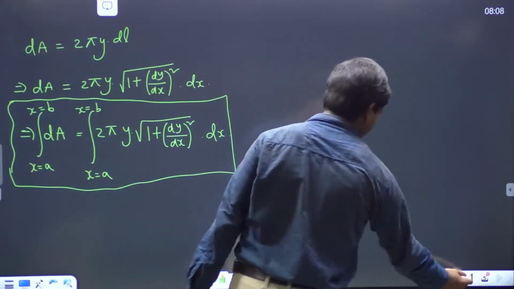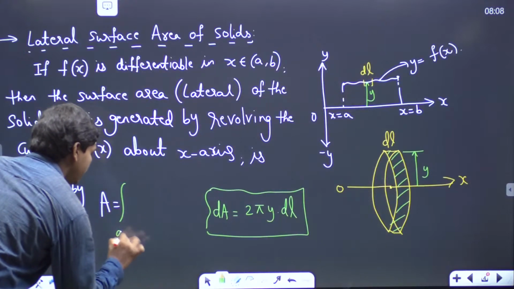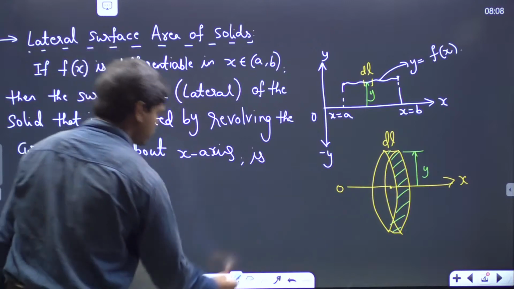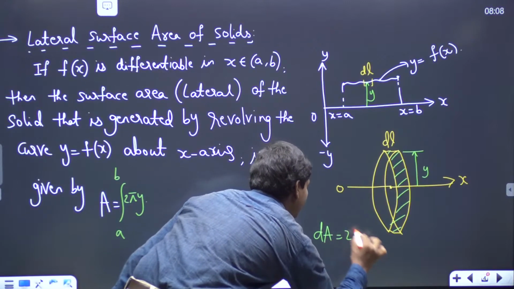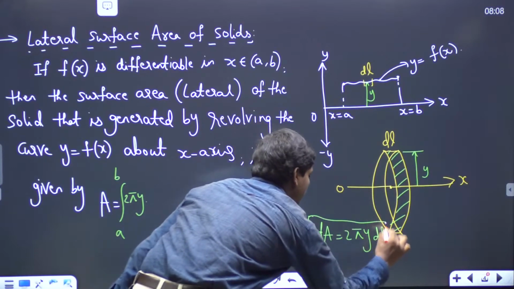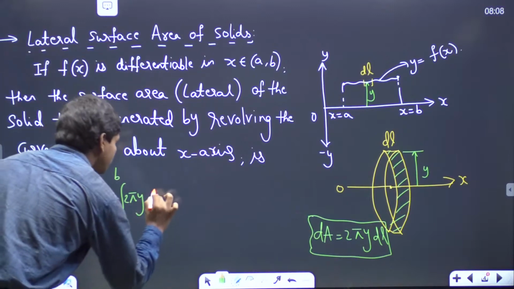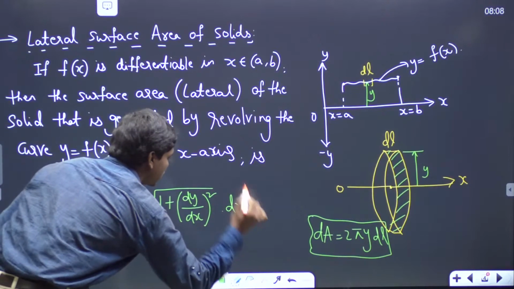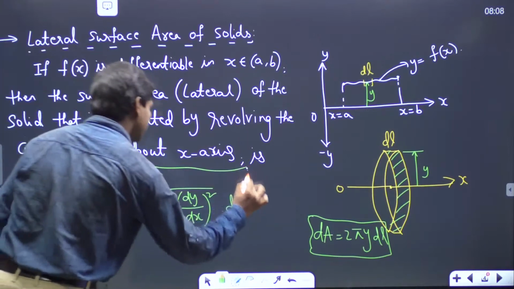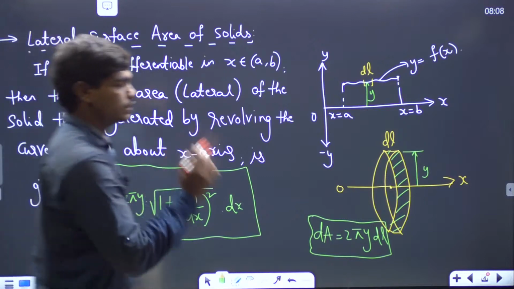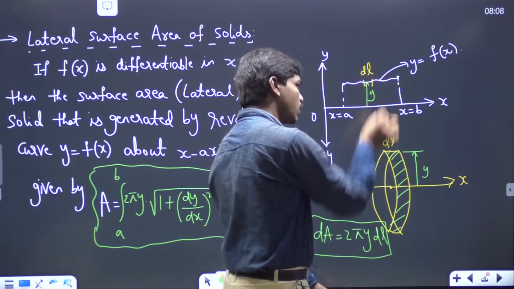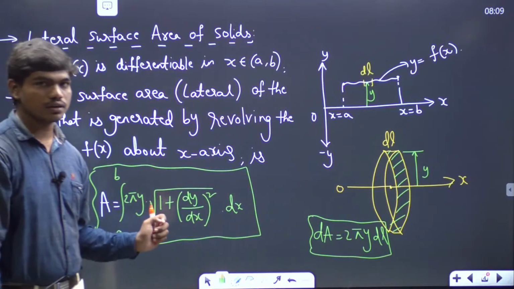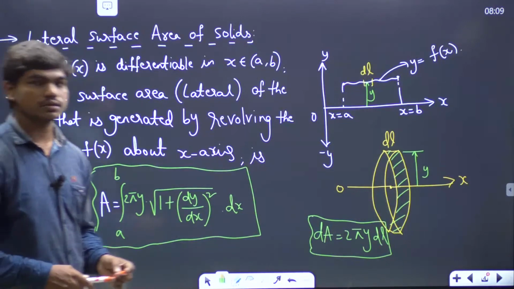Okay, so now we can write this formula. A is equal to integral from a to b of 2 pi y into square root of 1 plus dy by dx whole square into dx, since dA is equal to 2 pi y dl. Okay, so this is basically the lateral surface area that gets generated when you revolve a solid around this axis. You will be forming a disk when you rotate this small dl. So this is the formulation for surface area. When you integrate this from a to b, you will get the total lateral surface area of the solid. Okay, is it clear? Is this clear here?